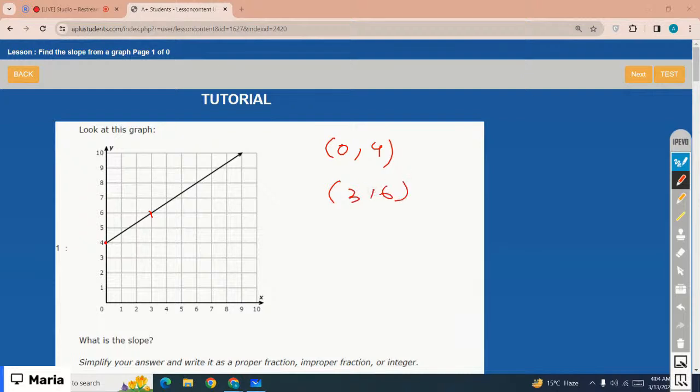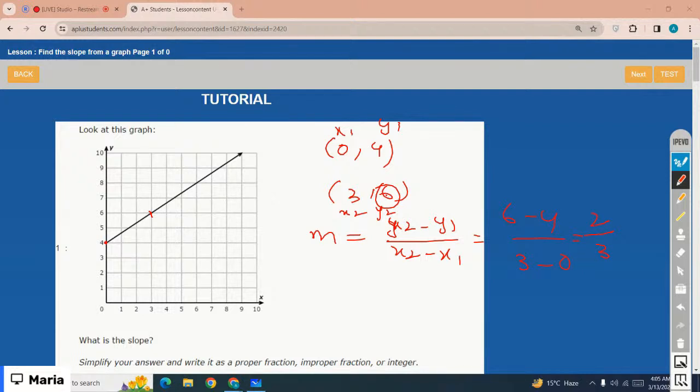Now you have 2 points. You have to calculate the slope. How do we calculate the slope? The formula of the slope is y2 minus y1 divided by x2 minus x1, right? This is x1 and y1 and this is x2 and y2. So you have to do y2 minus y1. y2 is 6. 6 minus 4 divided by x2 minus x1, that is 3 minus 0. So 6 minus 4 is 2 and 3 minus 0 is 3, that is 2 over 3, right?